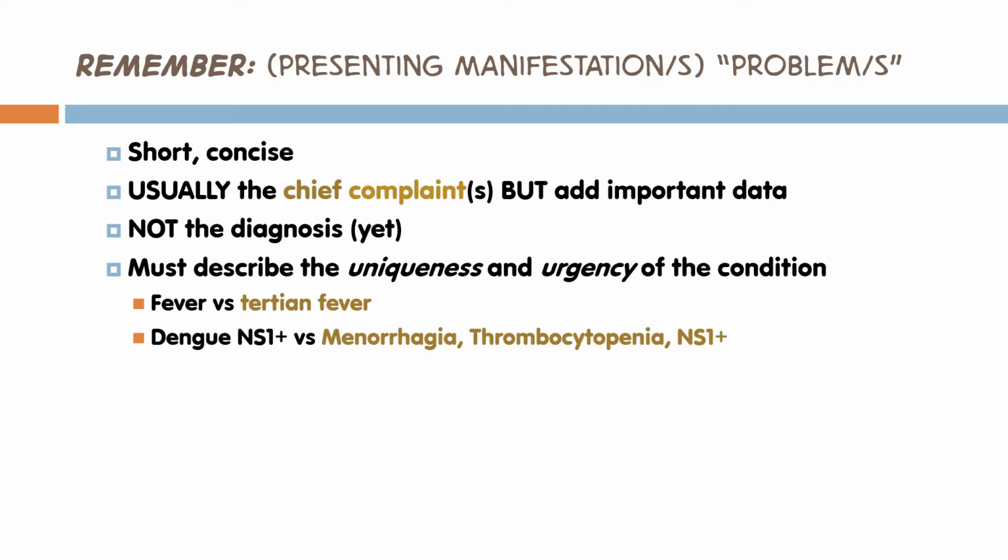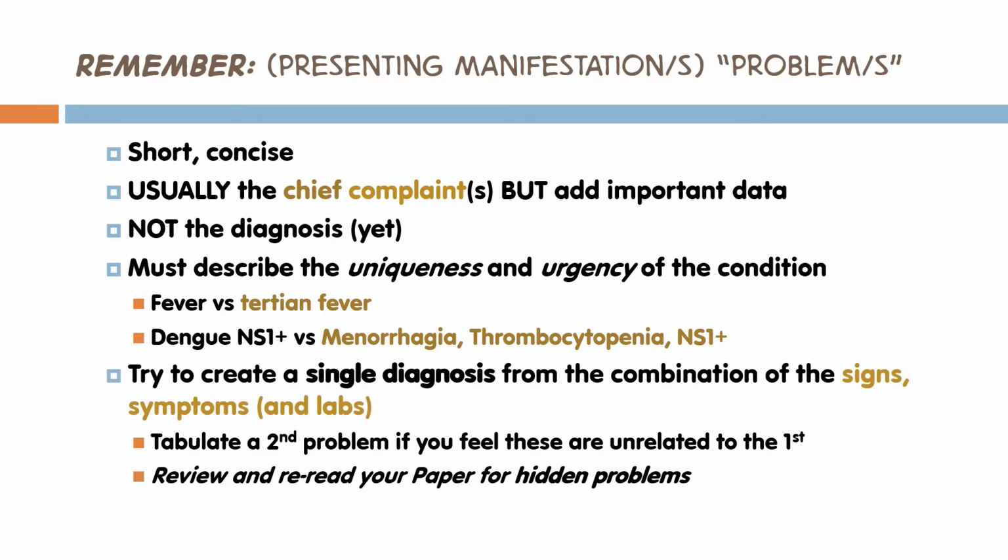Or putting in menorrhagia, low platelet count, and dengue test positive, which already clinches that this patient needs urgent care and not an outpatient treatment setting, versus if you just placed NS1 positive. Try to create just a single diagnosis, but if you really feel that these are separate problems and 2 or more illnesses account for the patient's symptoms, then make a separate problem listing for this.